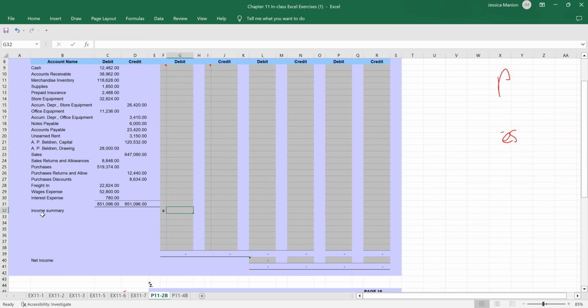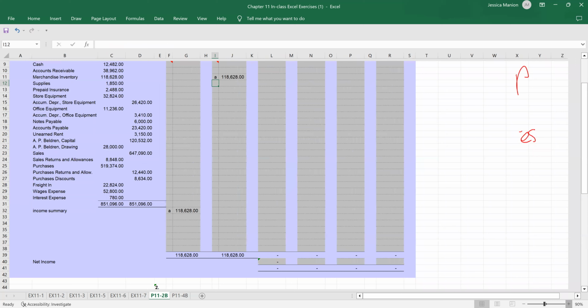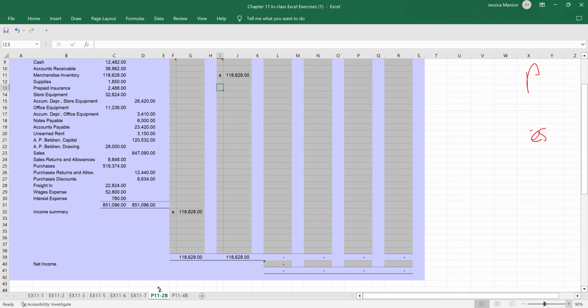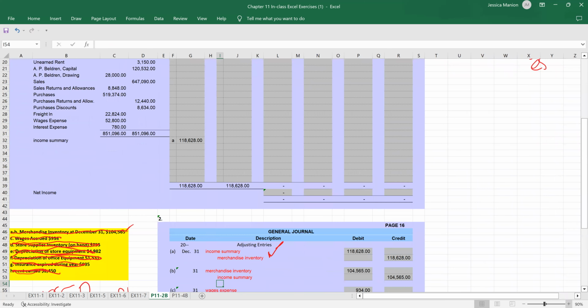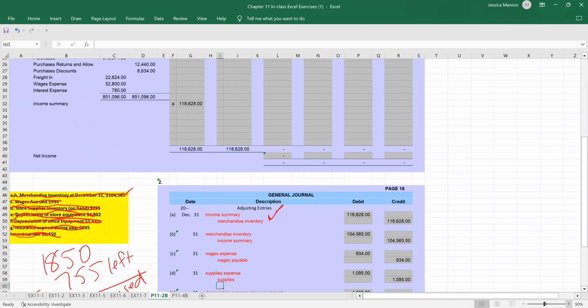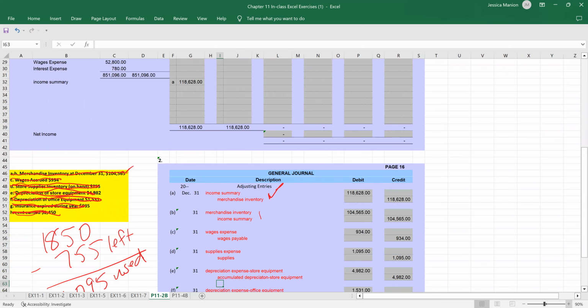So we're going to debit income summary 118,628. And then we're going to credit, here's that merchandise inventory. This is letter A. We're going to credit merchandise inventory 118,628. So that would zero out that beginning balance in inventory, right? So we've just done, or posted, letter A. Now we need to do letter B.